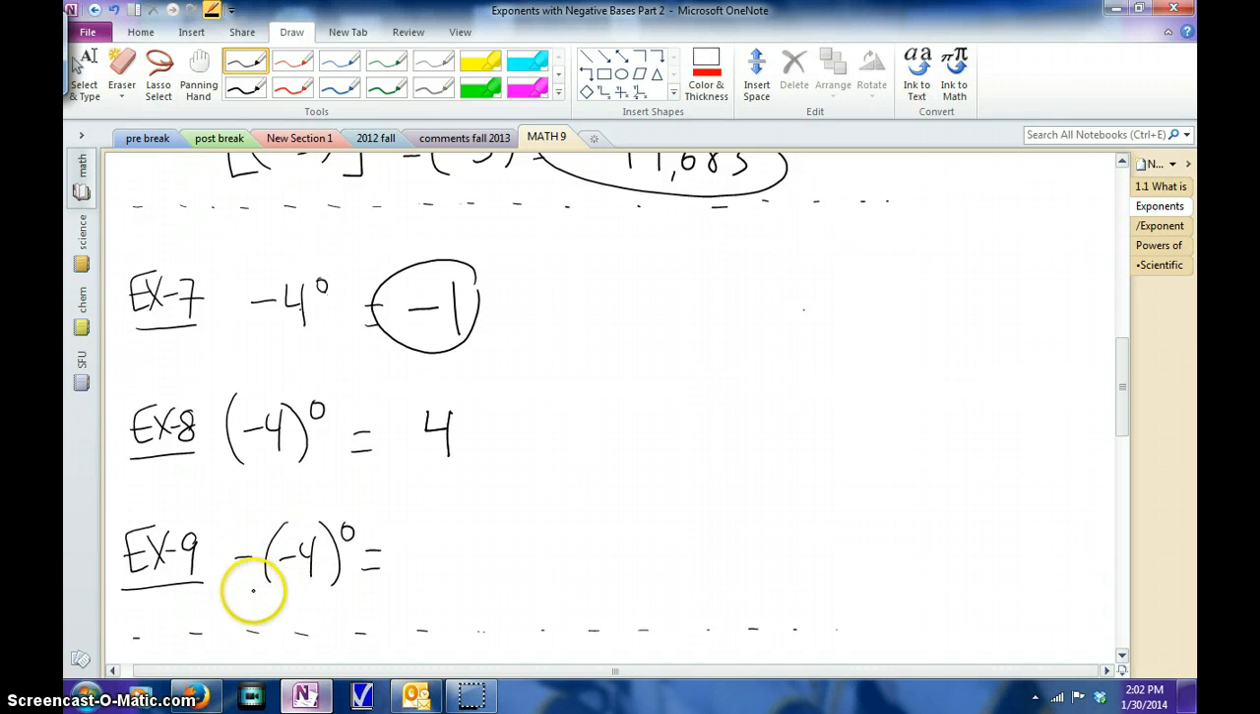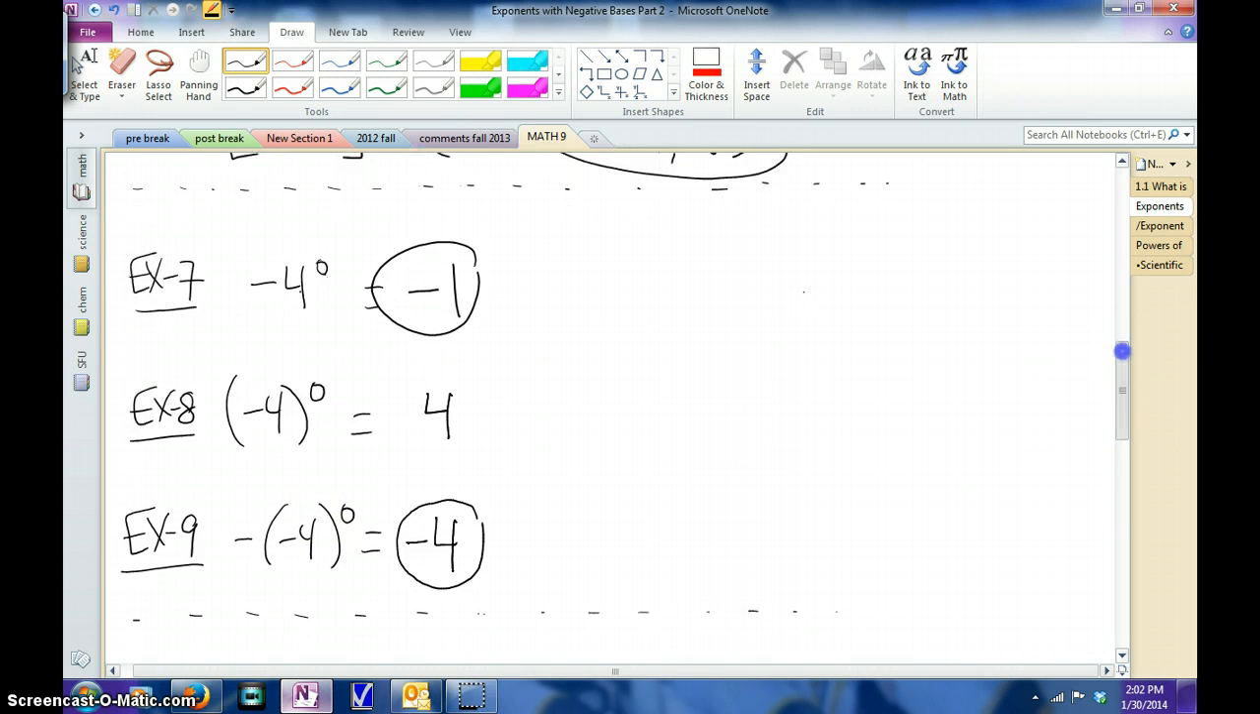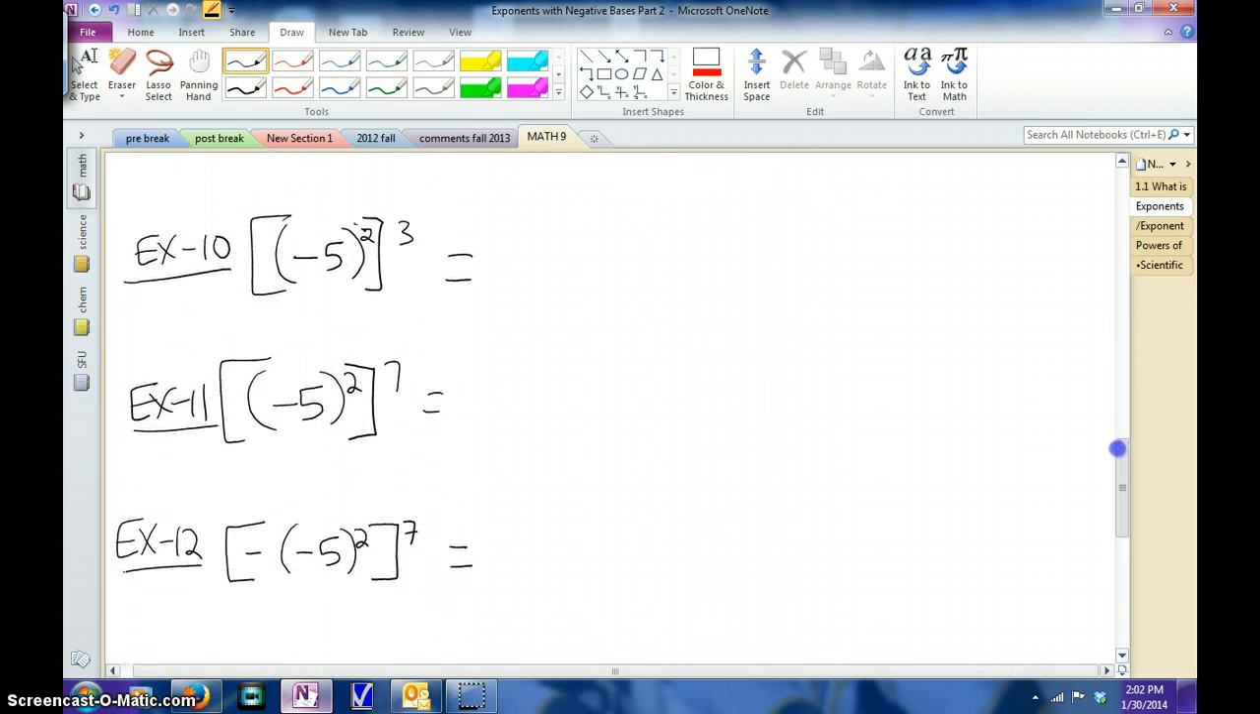Now here we combine the last two ideas together. You have that negative sign, which we need to include, and then negative 4 to the power 0 we just figured out is just plain old positive 4. But that negative combined with it makes it negative 4. Okay, so you may need to pause and rewind what I just said if that didn't make any sense to you. But that's how you do it.